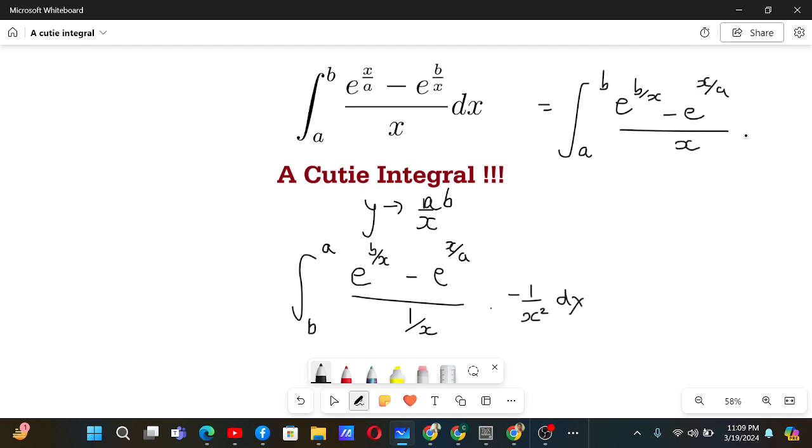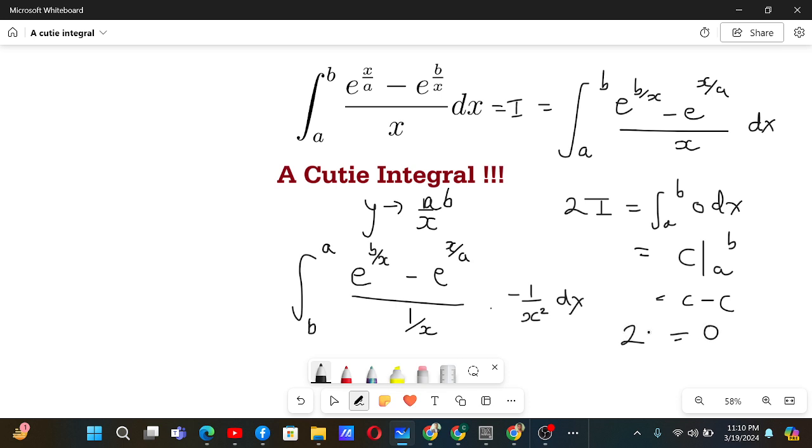by x dx. Now these two are actually the same integral, because I have just made use of substitution and nothing else. I should basically write y over here, but it doesn't matter whatever the variables. That's why I wrote x again. Now if I add these two integrals, I should get 2I. And 2I is actually the integral from a to b of... if I add these, basically they cancel each other out, and that's why I have 0 dx. So this is c from a to b, and this is c minus c, that is 0. So since 2I equals 0, I should also be equal to 0.